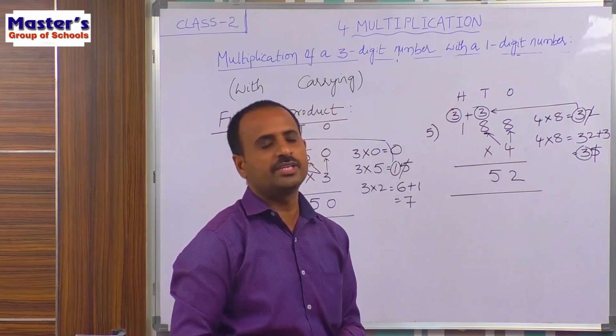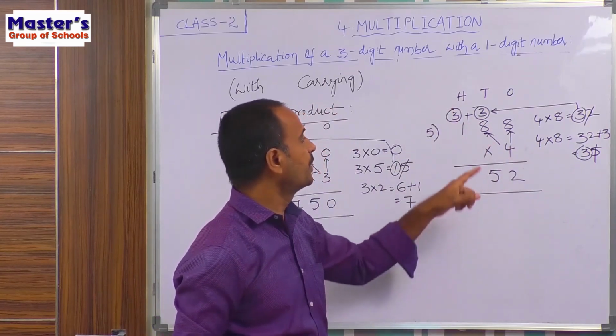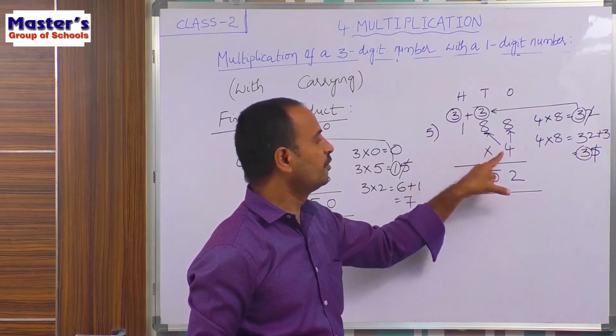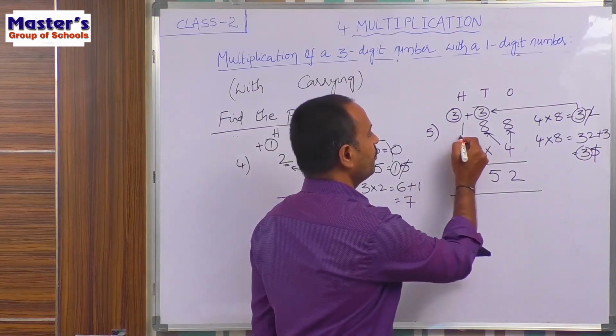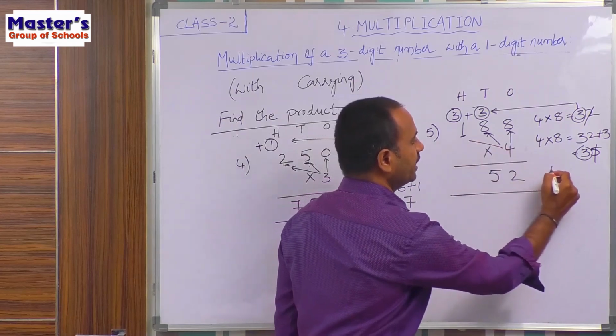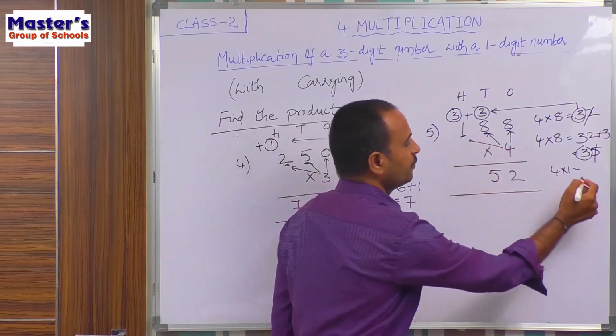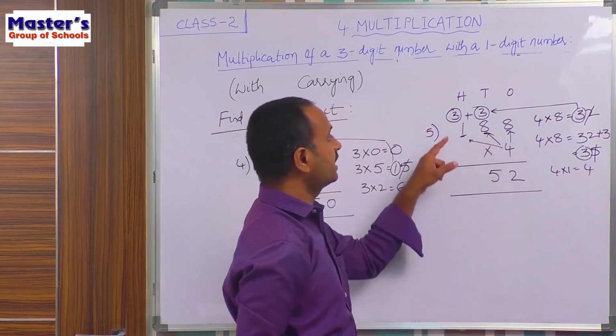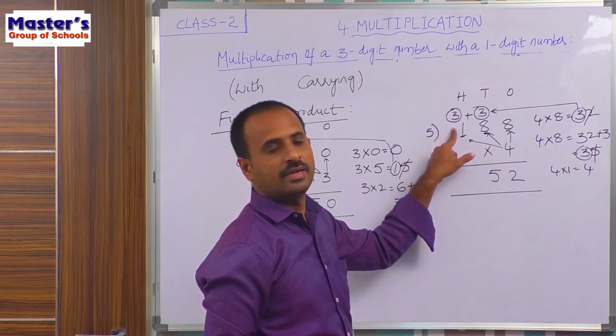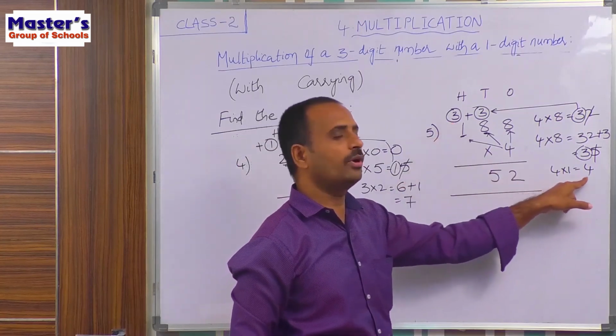Now continue the multiplication. So now multiply the digit present in the hundreds place with 4. So multiply 1 with 4. That is 4 into 1. Children, 4 into 1, how much? 4 ones are 4. And there is a carried number 3.